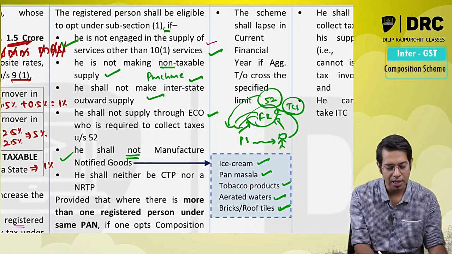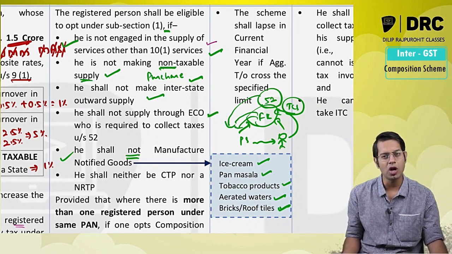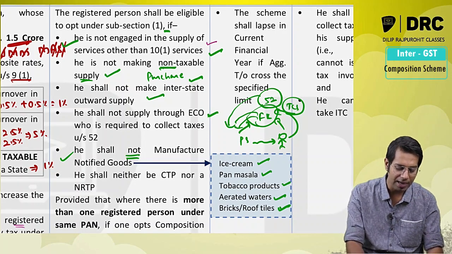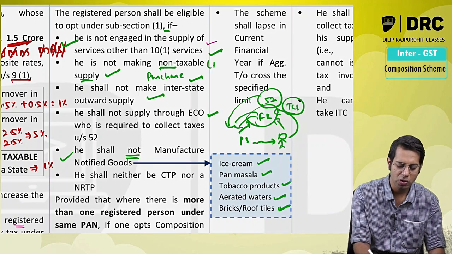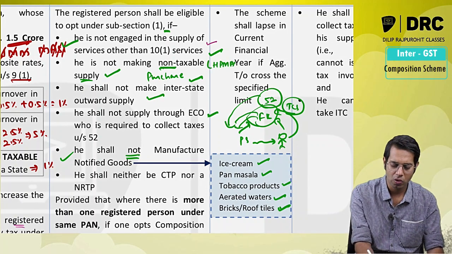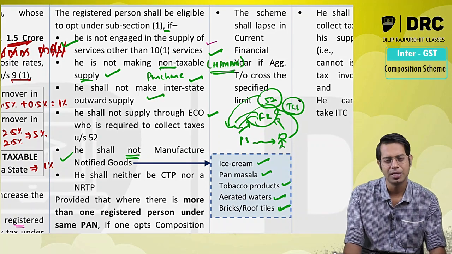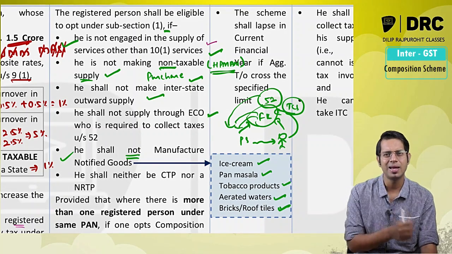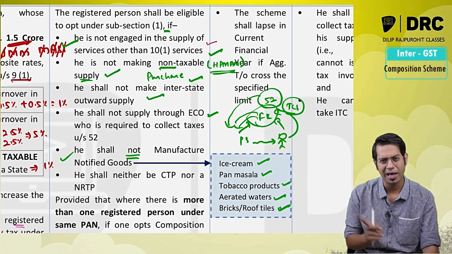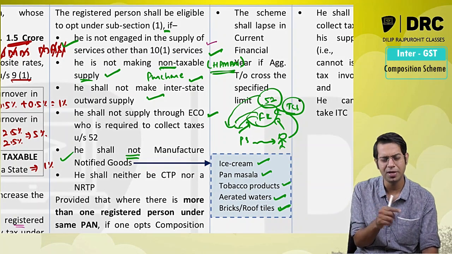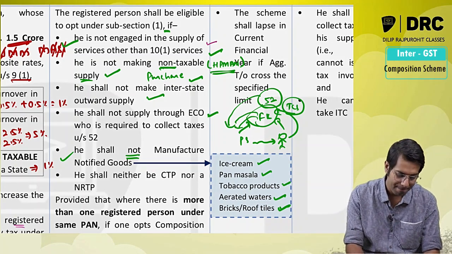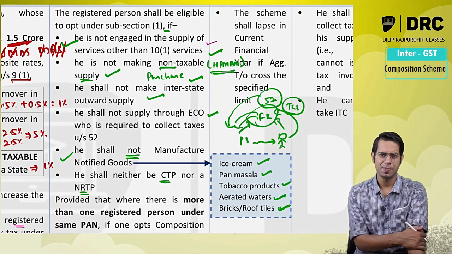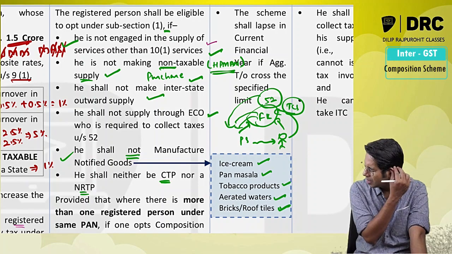I should not make non-taxable supplies. What kind of supplies are non-taxable supplies that should not be made by me? I should not make supply of alcoholic liquor. So if I am a restaurant who is also supplying liquor, can I become a composition dealer? No. Can a restaurant become a composition dealer? Yes. If it is supplying liquor, no. Then a casual taxable person and a non-resident taxable person cannot become a composition dealer.